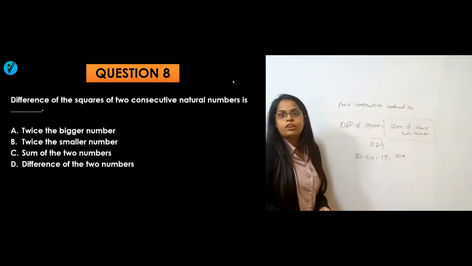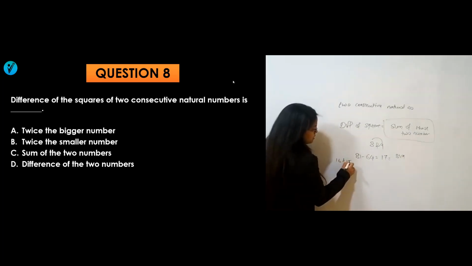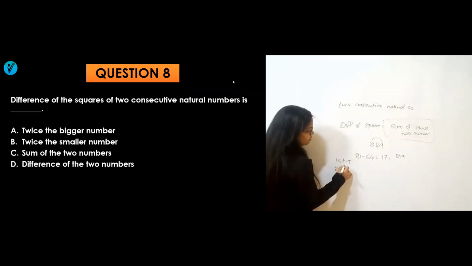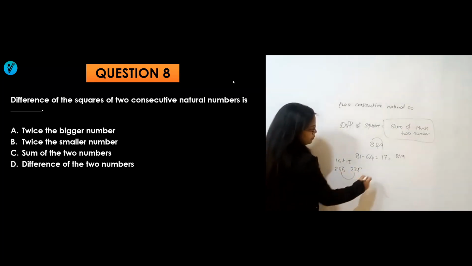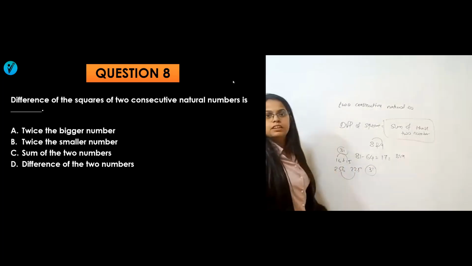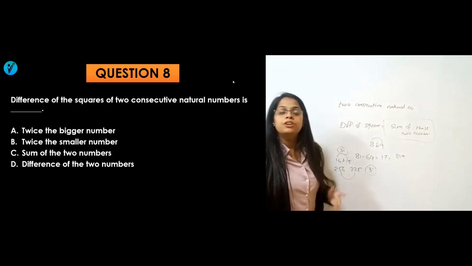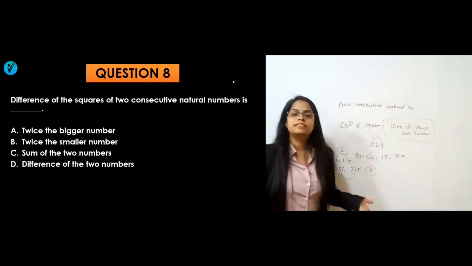We can cross check for any number. Suppose we take 16 and 15. 16 square is 256. 15 square is 225. This difference will be equal to 31, where the sum of these two numbers is also 31. You can check for 3 square and 4 square, 3 square and 2 square, 5 square and 6 square.